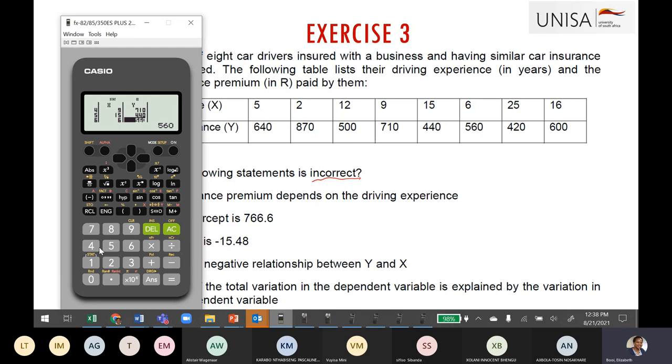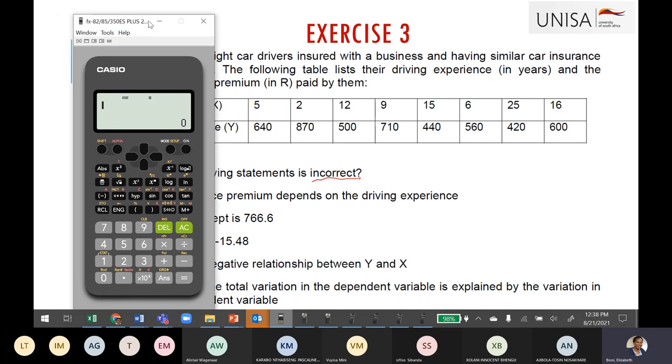5 and 640, 2 and 870, 12 and 500, 9 and 710, 15 and 440, 6 and 560, 25 and 420, and 16 and 600. So I have all of my values. What I need to do is go AC, go out. Now I'm ready to answer the question.